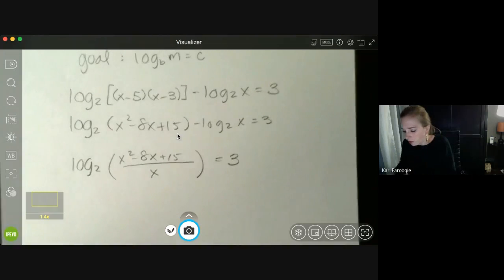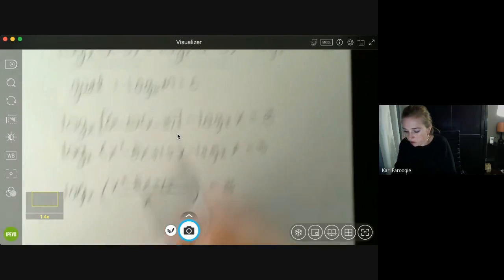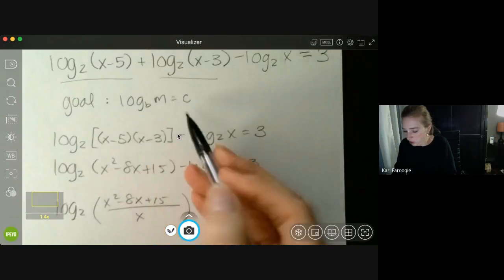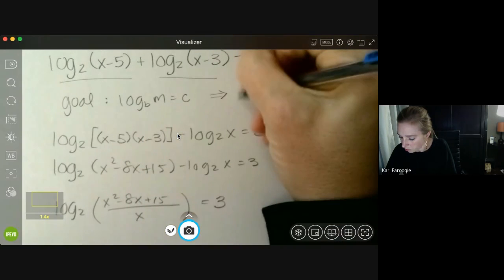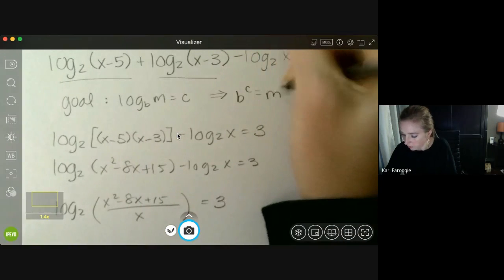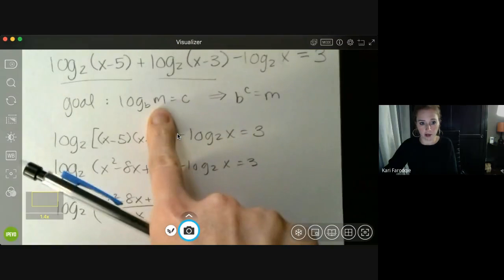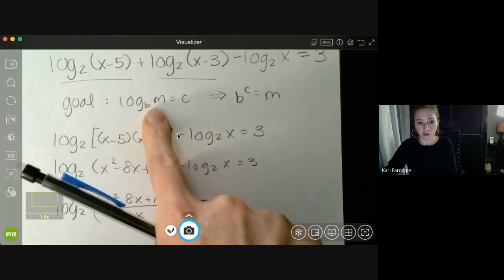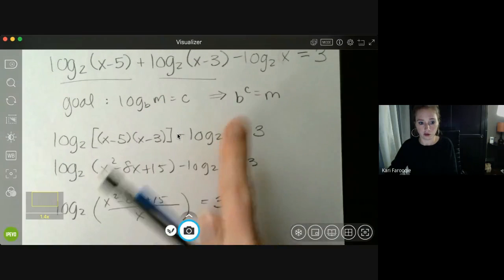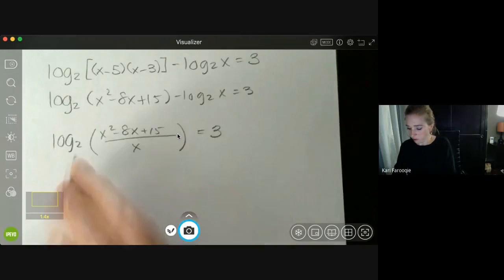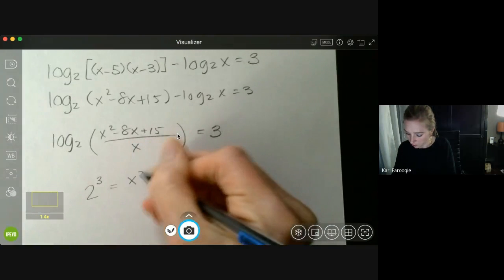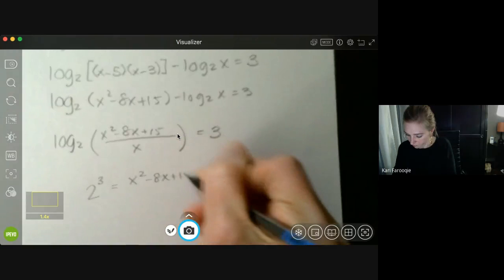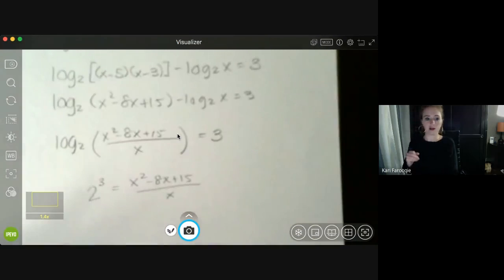Okay. So in order to get from your log form to your exponential form, remember that you're going to take the base to the exponent and set it equal to this log argument. So we're going to switch the log form now to exponential form. So we're going to take the base to the third power and set it equal to this expression on the right-hand side.